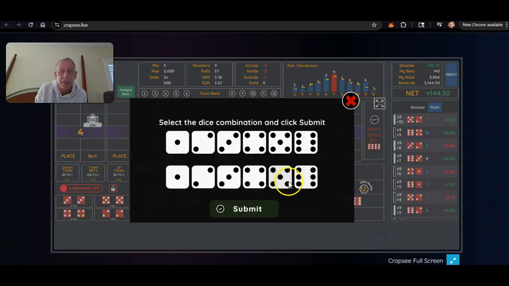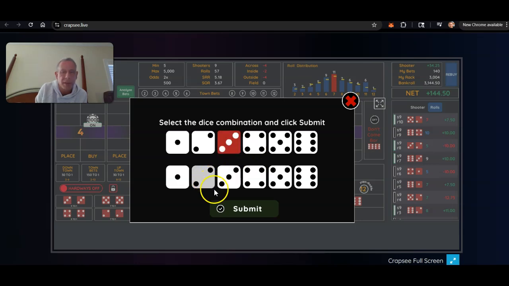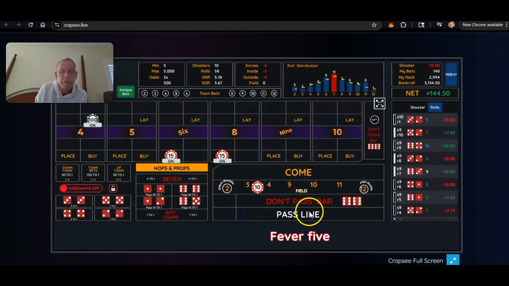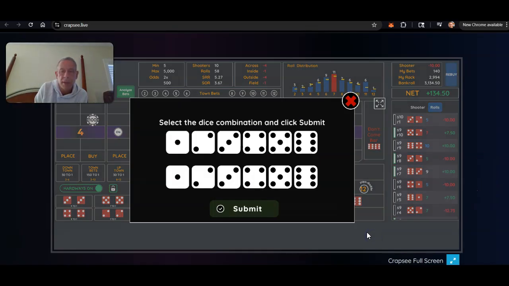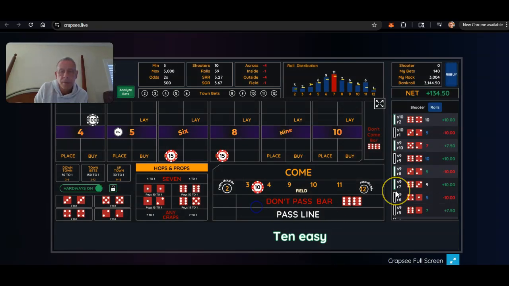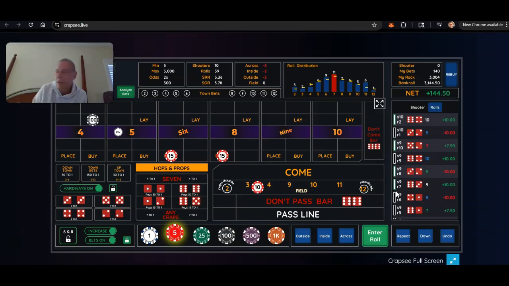3-2-5. That's going to be a field loss. A lot of 5s all of a sudden. Fever 5. We lose the 10. We just go right back out with it. Okay. 6-4-10. So that's a field win. Thank God we baccaratted over. 10 easy. Okay. We're not going to reduce anything. We're just banking.